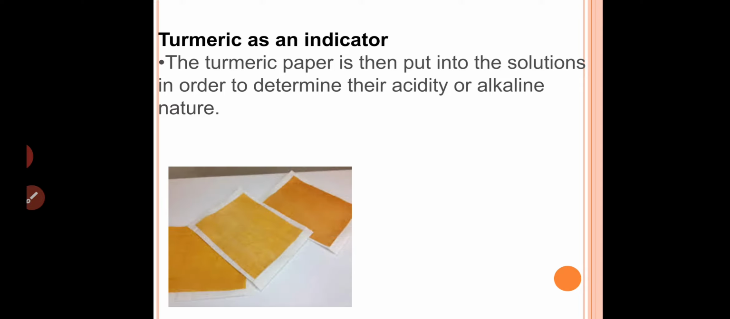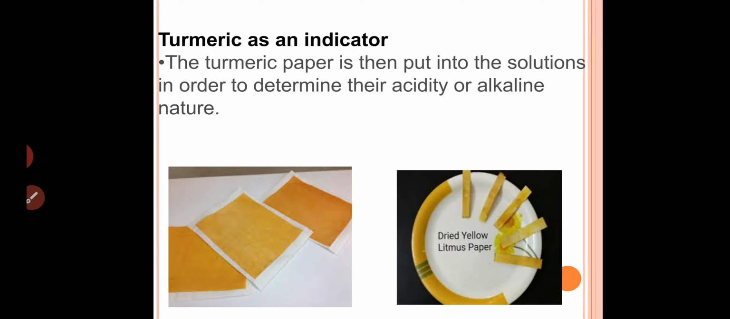So what will we do? We will take turmeric powder. We will make it wet and we will apply a layer of turmeric powder on a blank paper and let it dry. Now cut it into pieces. Now this turmeric paper acts as a litmus paper. So we can say it is a dried yellow litmus paper.